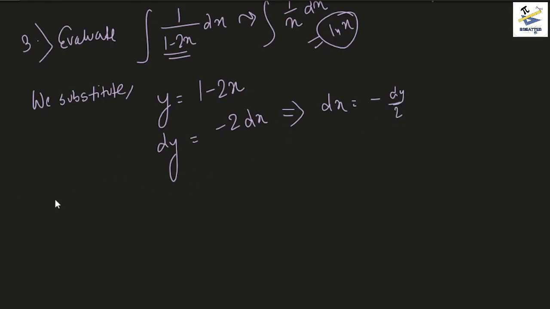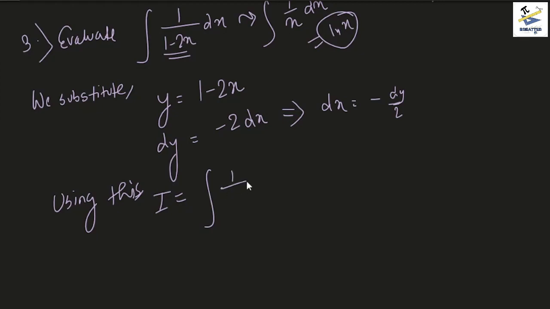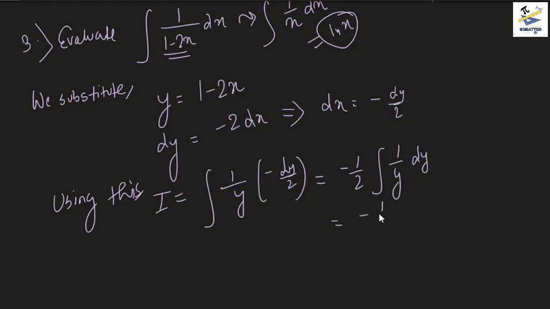Using this, I should be equal to 1 by 1 minus 2x, which is just 1 by y, and dx is just minus dy by 2. So the constant minus 1 by 2 comes out, and we have 1 by y dy. This gives us minus 1 by 2 ln of y plus c, and it's time to put back what we have substituted, which gives us minus 1 by 2 ln of 1 minus 2x plus c.